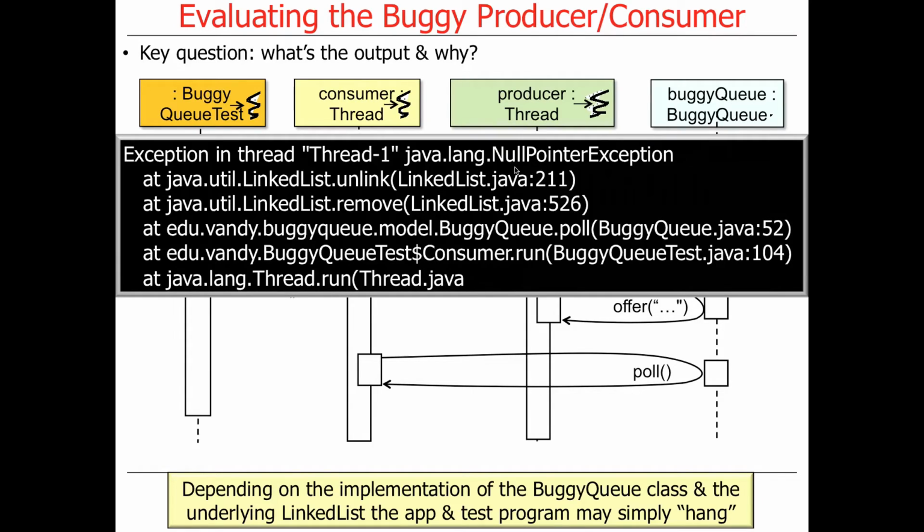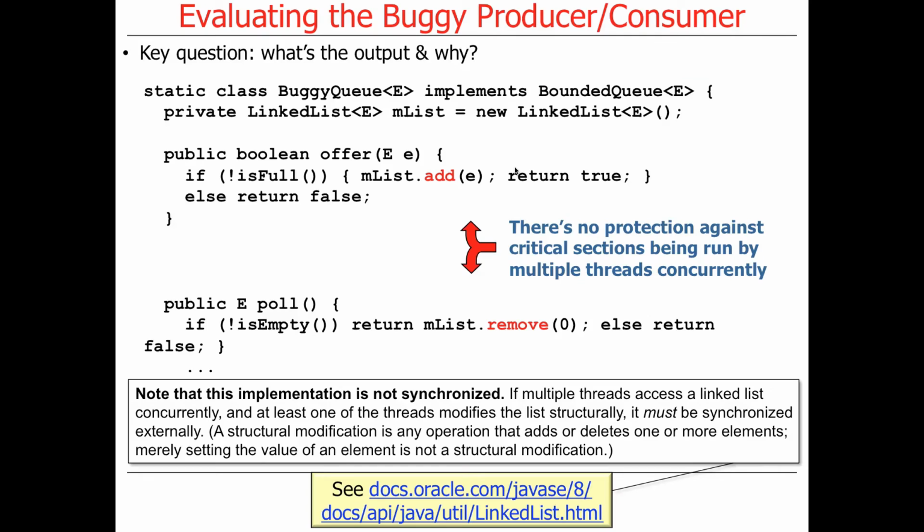One is trying to add something to the queue, one is trying to remove something from the queue, and the implementation out of the box doesn't do anything to stop you from doing bad stuff. And so, depending on the implementation of the underlying class, like the buggy queue class or the linked list class, you may crash like this, it may hang, just weird things will happen, right? Because it's not meant to be correct.